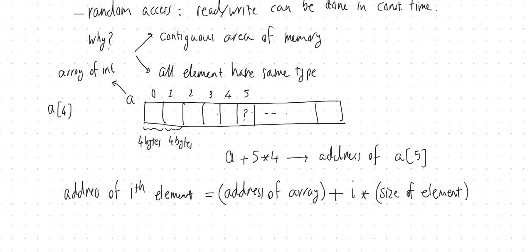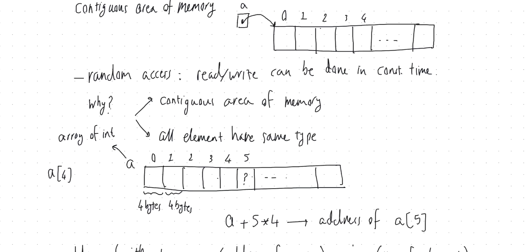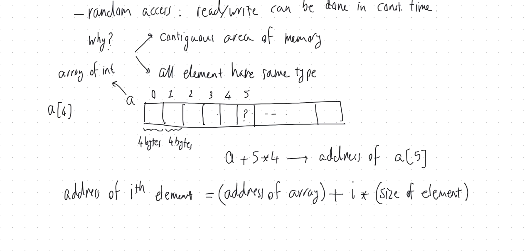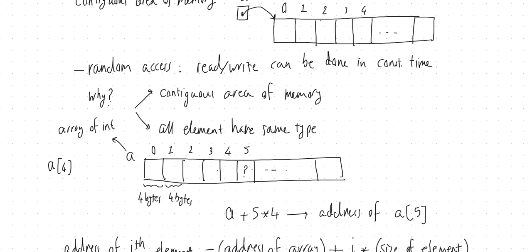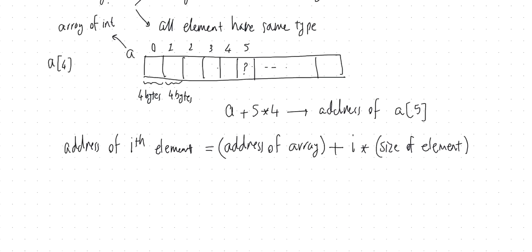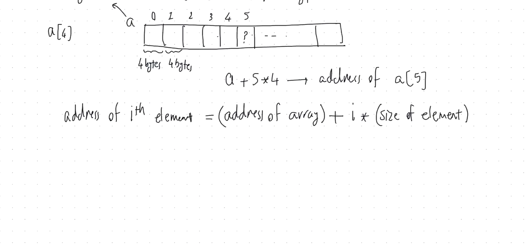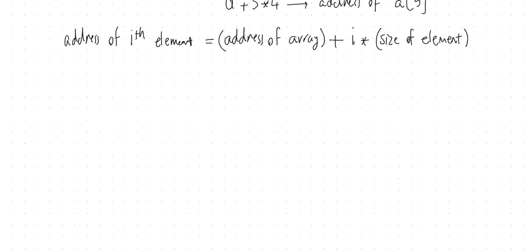Okay, so it's very simple math that can be done in constant time, independent from how small or large the array is. And then that gives you the address of the ith element, and then you can directly go there and check it out or change it. So this is the reason for having constant time access to any element of an array. And again, constant here means independent from how small or large the array is. Okay, so some interesting properties, and knowing about these is going to be useful later on.